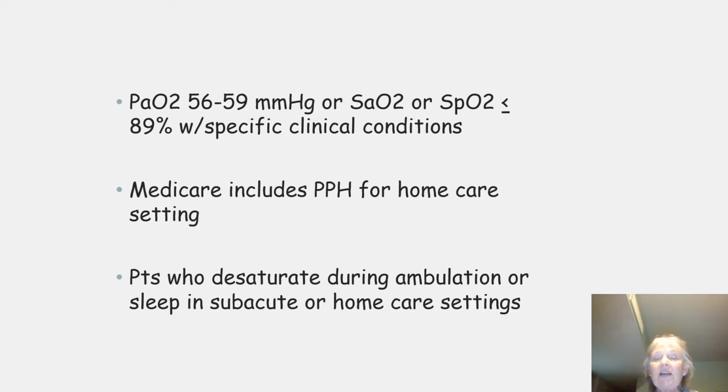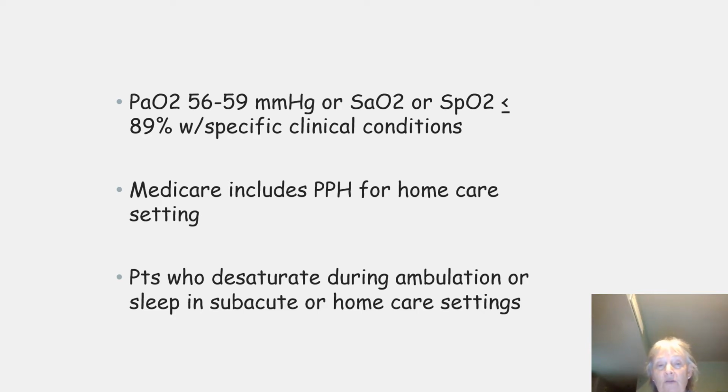And patients who desat during ambulation or sleep in a subacute or home care setting. One of the things you may be doing if you're working in an acute care hospital is when a patient's getting ready to go home, the physician may say to you, go ahead and put them on room air. I want you to walk them so many feet, and I want you to do a pulse oximetry with them, and then I want you to make sure that you document and tell me what happens to their SpO2 at this particular point. If it's really bad, then get me an ABG and tell me what the PaO2 is. So we have to document all this.